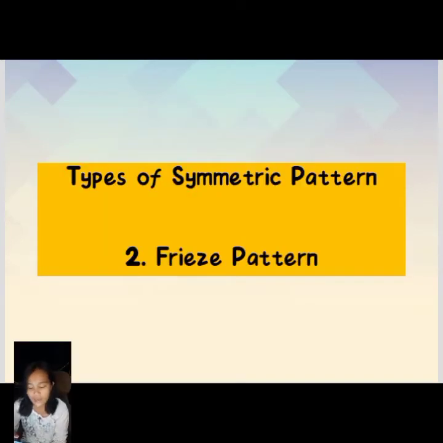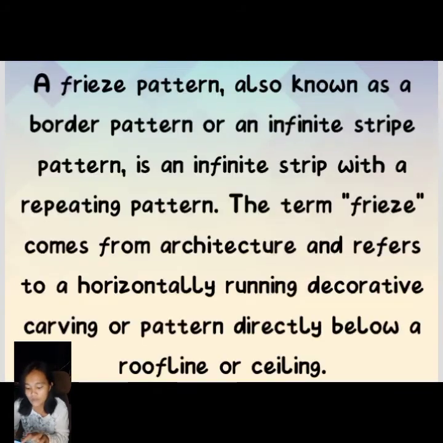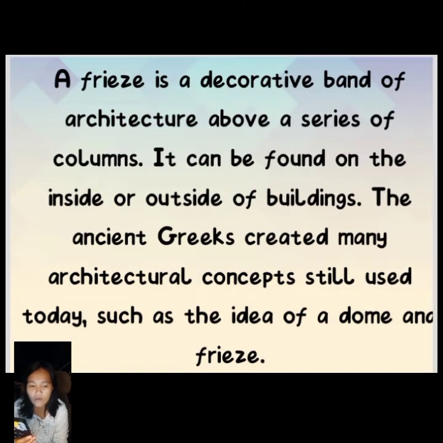So there are two types of fringe pattern. First is a fringe pattern, also known as a border pattern or infinite stripe pattern. It's an infinite strip with a repeating pattern. The term fringe comes from architecture and refers to a horizontally running decorative carving or pattern directly below a roof or ceiling. A second example of this is a decorative band in architecture above stairs or columns.